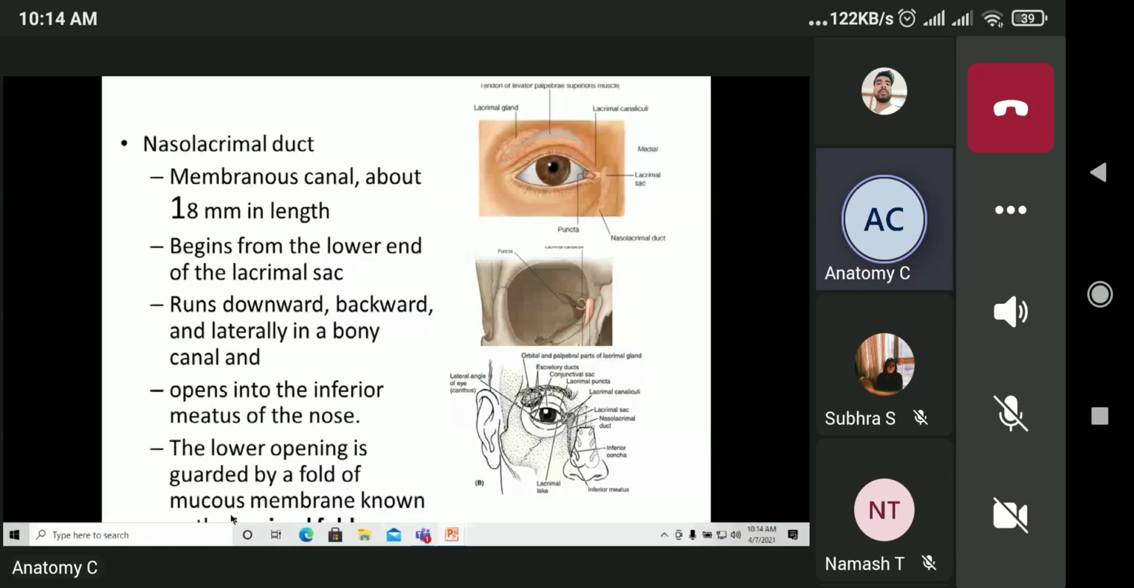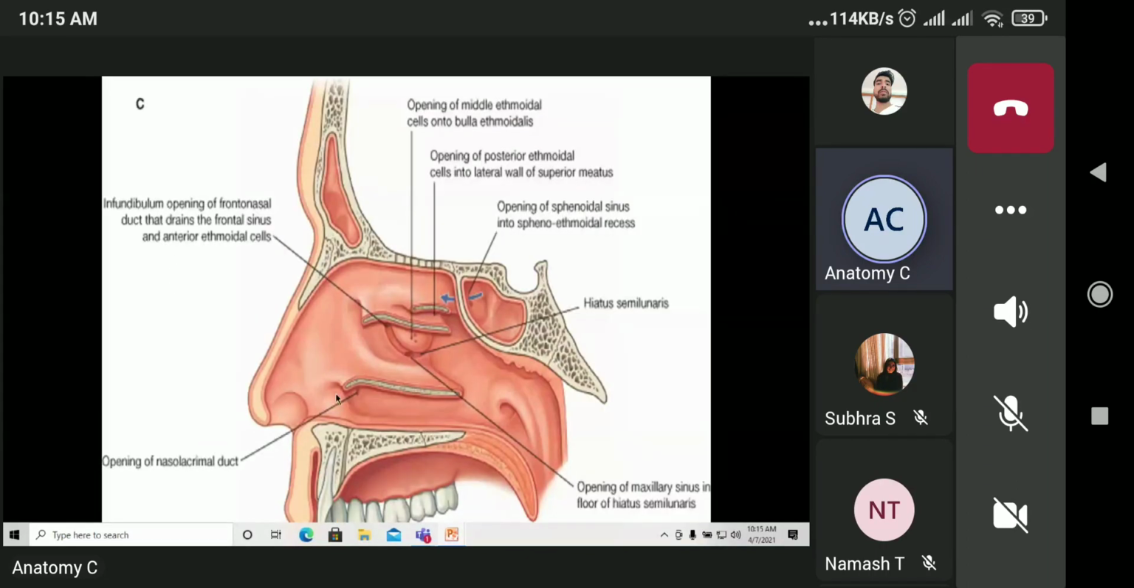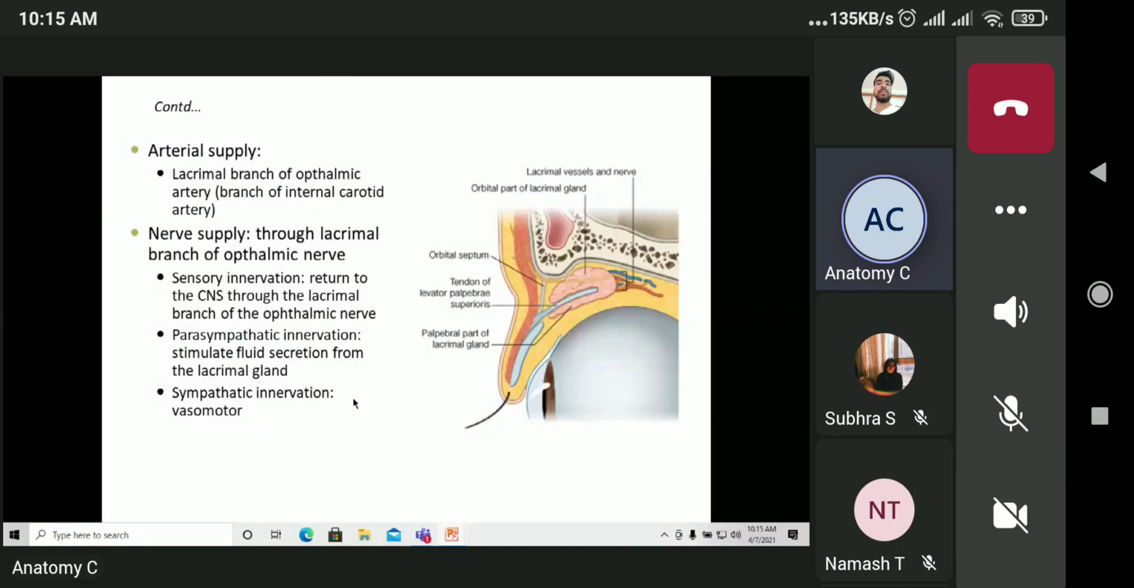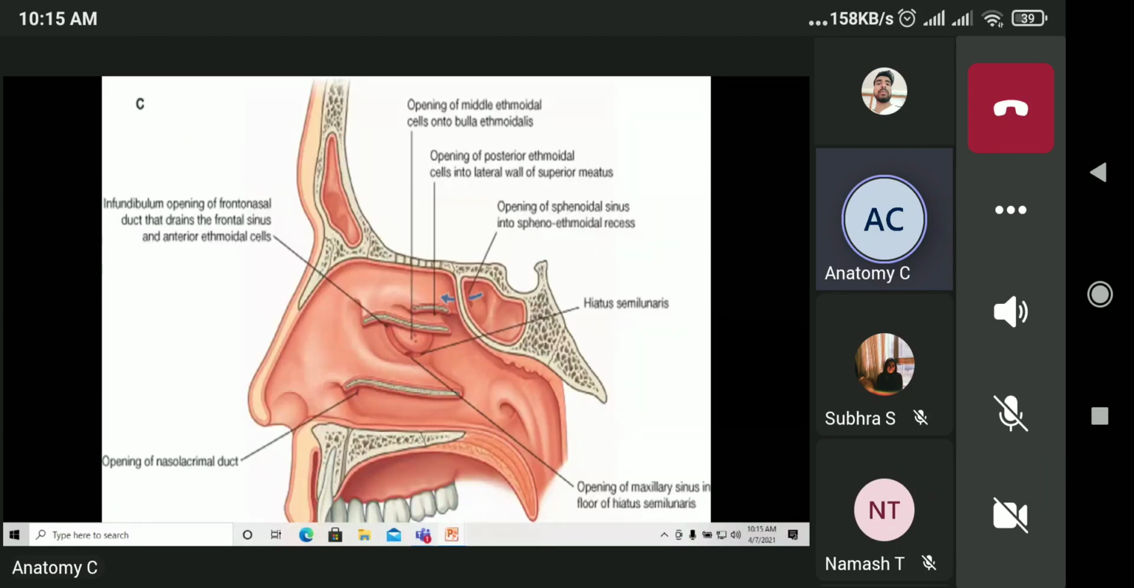The lower opening of it is covered by a fold of mucous membrane. There is also another fold present, covering it. Look at here. It is the hiatus, the opening of the nasolacrimal duct. It's opening over here. So this is the inferior meatus where this nasolacrimal duct will open.